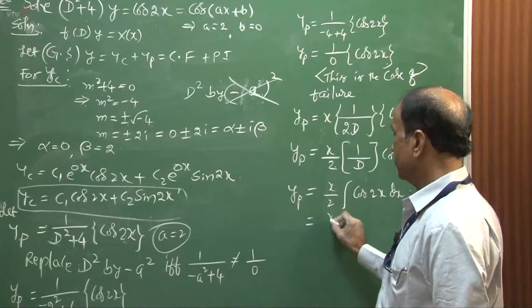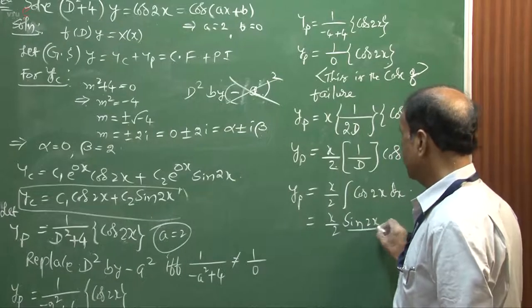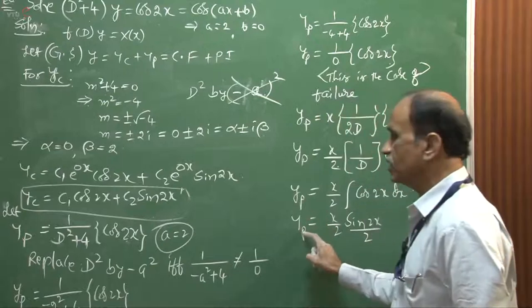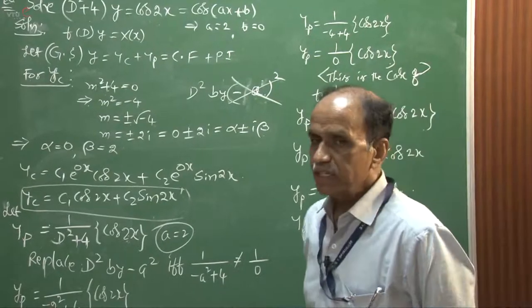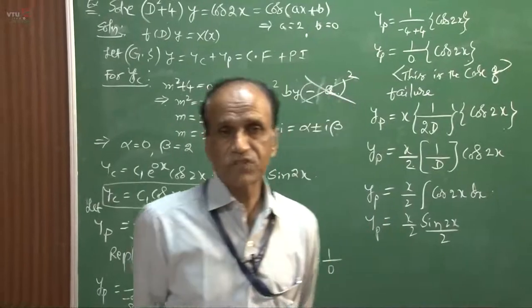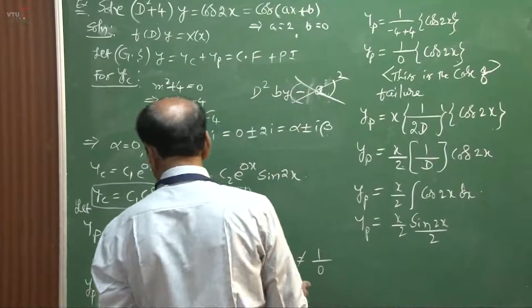So what is the answer? x by 2 into sin 2x divided by 2 plus constant, but here constant will not be there because particular integral we are taking. In the particular integral, the right side is not an arbitrary constant, but it is a particular constant. Therefore, we call it a particular solution. This is one thing. Okay.